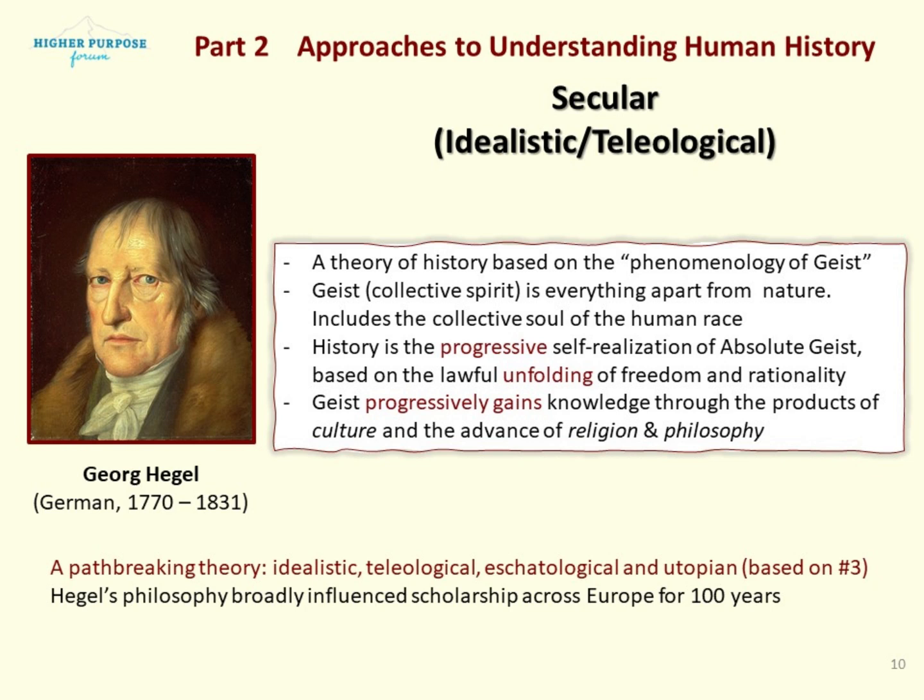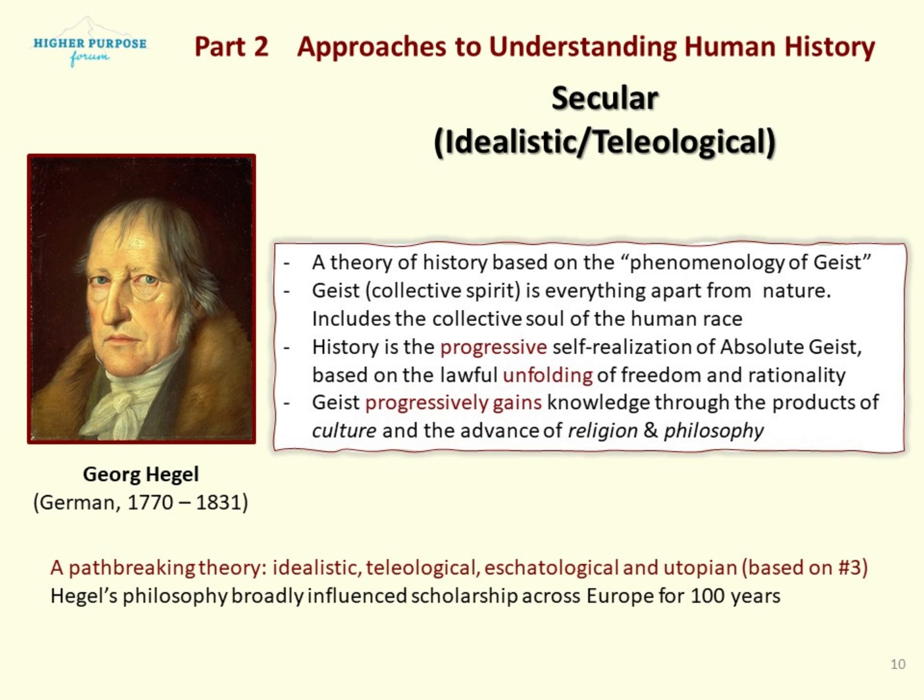Hegel's was a theory of history based upon what's called the phenomenology of Geist. What is Geist? Geist is collective spirit. It is everything in the universe apart from the created universe, apart from nature. So basically, my understanding is it includes the collective soul of the human race, and it includes God. We know that the biblical understanding is that God created human beings in his image. So the collective soul of Geist is a combination of all the spirituality in the universe.